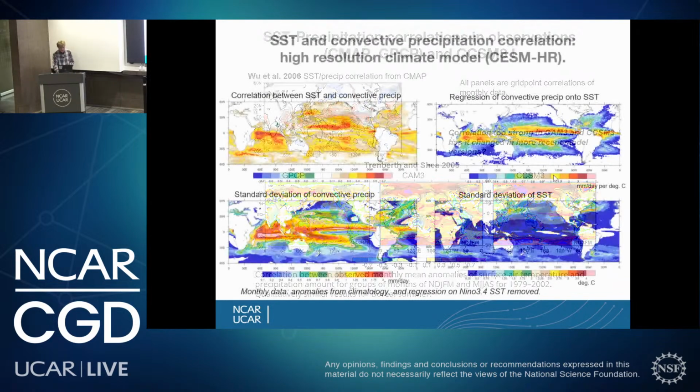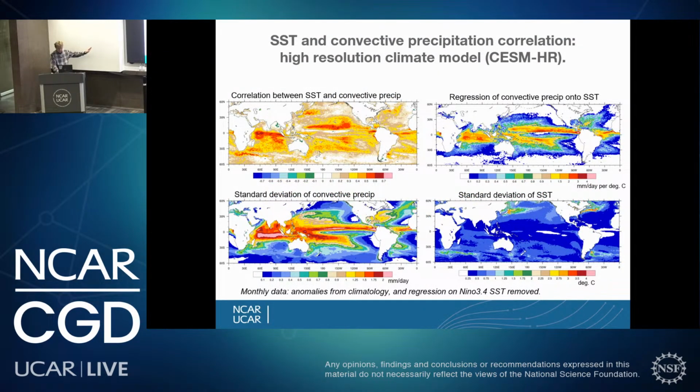I'll go into that. This is now from the high resolution CSM again, so now CSM1. And the top left is correlation between SST and convective precip. I've done this removal of ENSO again, but you still see positive correlations in the tropics. But you see signals in the extratropics, like here, here, and here.